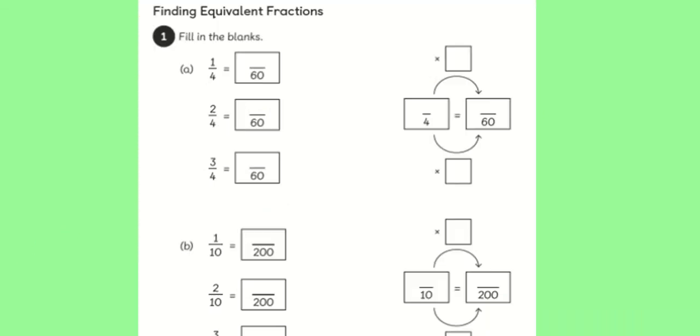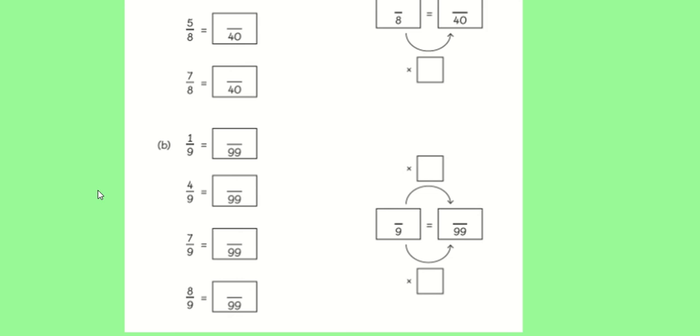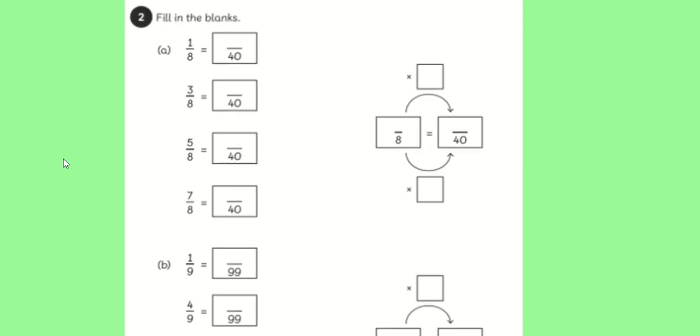Remembering that rule then, it's time for our worksheet. So you are just doing the same as we did in our guided practice. So what did you times 4 by to get 60? Use that same number to times the numerator. Okay? And the same on the second page. What did you times 9 by to get 99? Have a go on that by yourself. Pause the video now and come back for the answers.